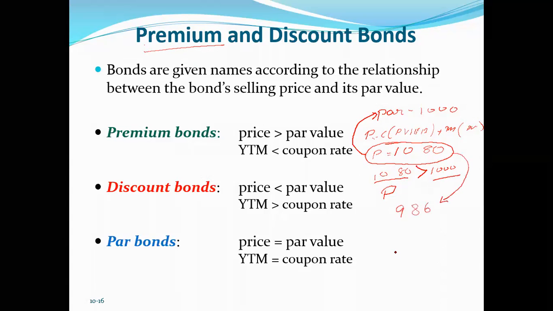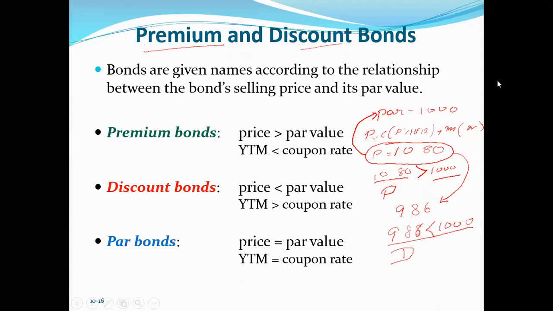The price of the bond is 986, right? So when I arrive at this particular price, 986 is lesser than 1000 rupees. So when this situation is reached, we can say that the bond is at a discount. So we have to understand the meaning of the word discount.